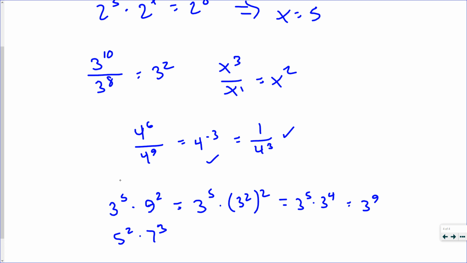Okay, guys, that's just a few examples of how we might use these powers. That's about it for that.